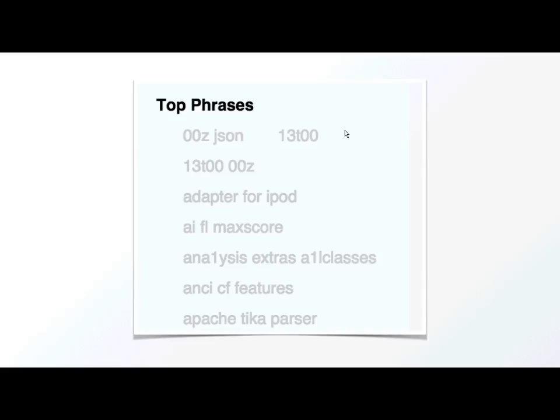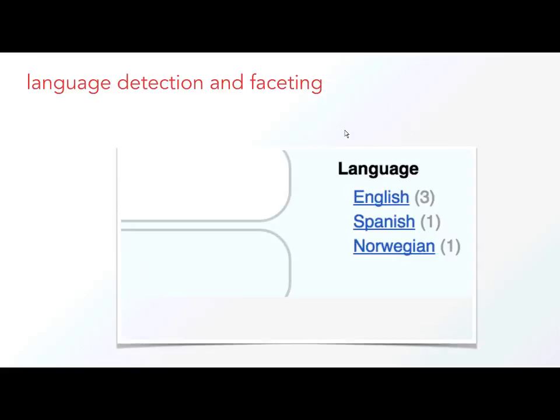And actually, all of the phrases that you see in this screenshot are distilled from an image file. There happened to be enough metadata in the image file that gave some reasonable phrases. And then we have language detection and faceting. And again, just traditional faceting here, but the language was detected using one of the two different types of language detection components built into Solr.